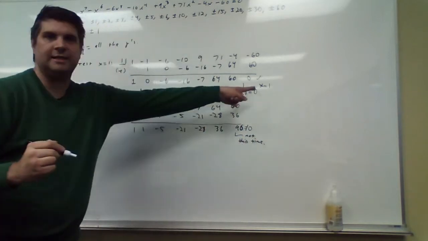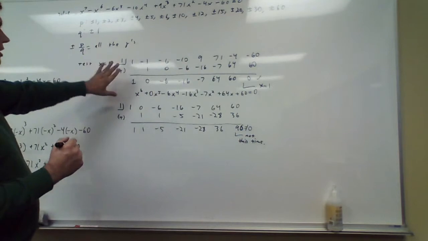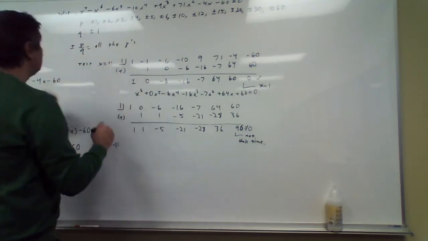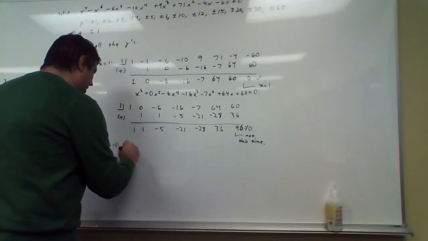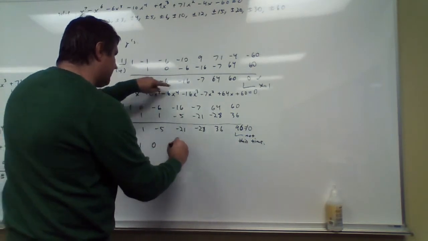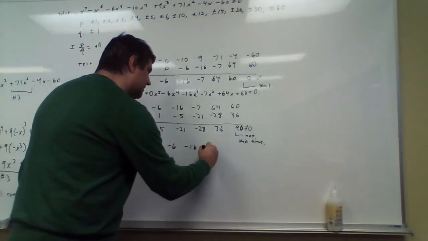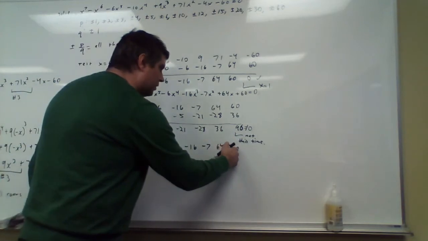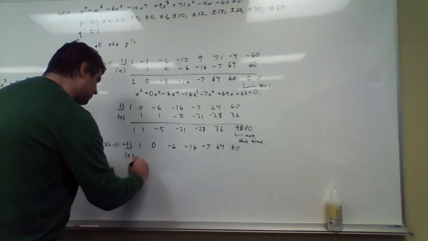Now, x equals 1 is still a root to the original polynomial. Okay? So now that 1 is no longer giving us zeros, we move down to negative 1. So we do 1, negative 1, then 2, negative 2, and so on. So negative 1 goes in the box. I'm still trying this one. It's 1, 0, negative 6, negative 16, negative 7, 64, and 60. Let me move this over.